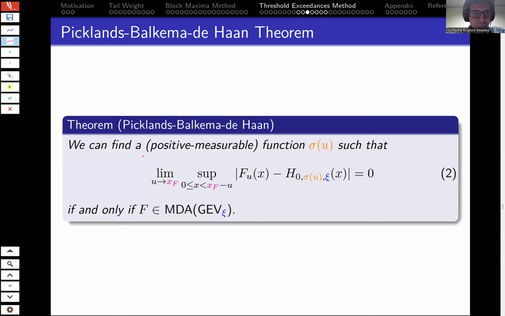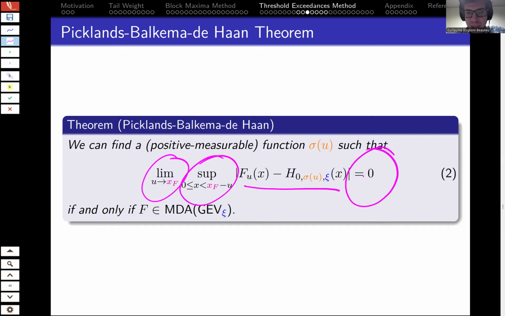So it's a theorem. We can find a positive measurable function, sigma of u. Don't worry too much about this word measurable. It has a technical meaning in mathematics, but you don't need to worry about it. We can find a positive measurable function, sigma of u, such that the limit when u goes to the right endpoint of the supremum of this thing is 0. So this is true if and only if f is in the maximum domain of attraction of the GEV-C.